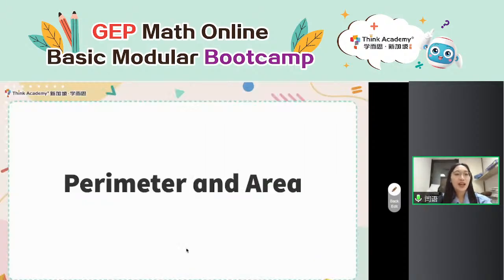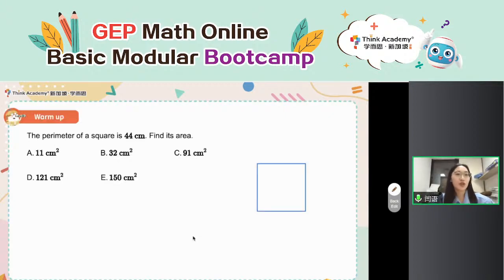Okay, good. Now moving to the third part, you will see for some questions, they combine the concept of perimeter and the area. So here, let me show you. The perimeter of a square is 44 centimeter. Find its area. Okay, again, I give you 20 seconds. A, B, C, D, E. Type your answer in the chat box.